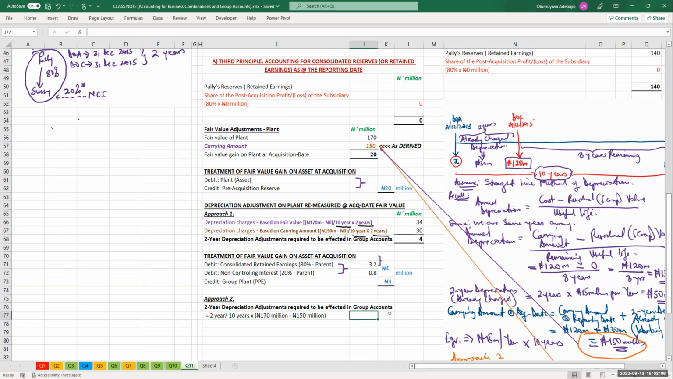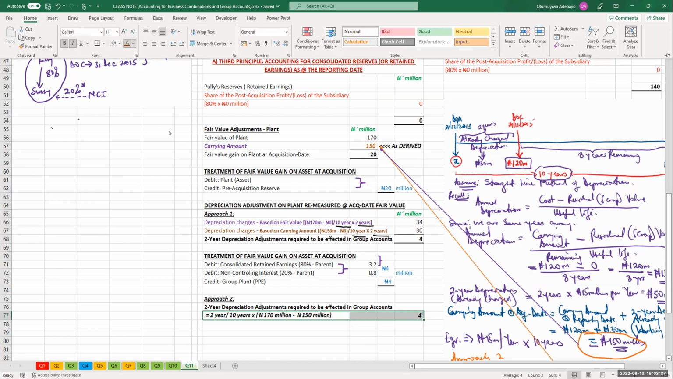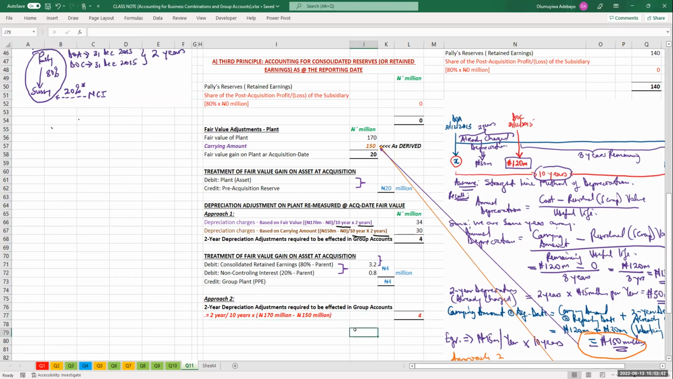And therefore, what do we do? It will be 2 over 10 years multiplied by this difference of 20. And that will give us the same result of 4. Which means approach 2 will be suitable and very straightforward when you are confronted with straight line method, which is usually the method you might come across much more in practice. Okay.